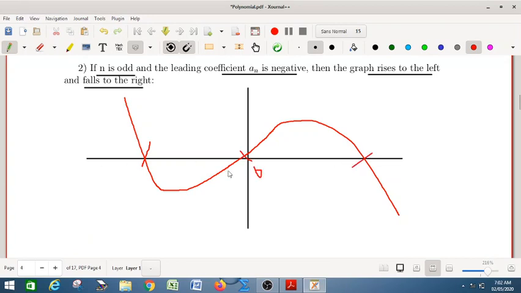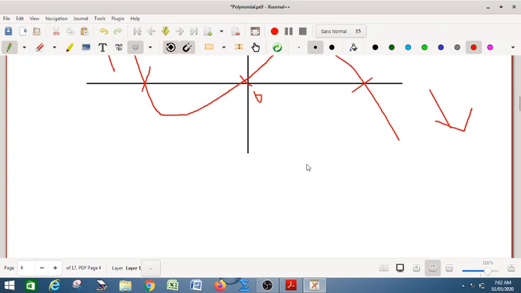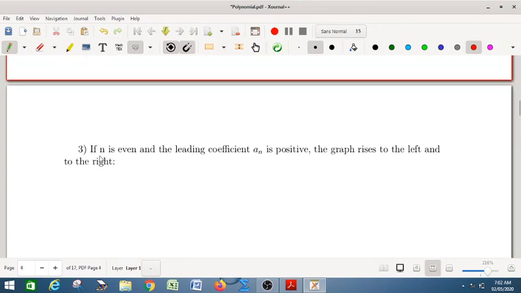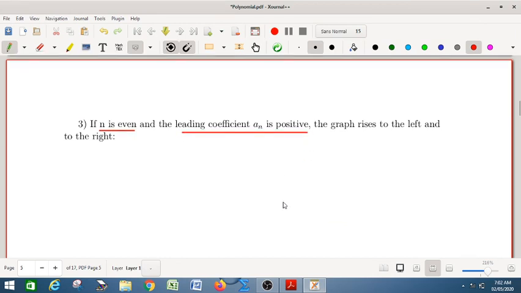You have 3 zeros, okay, but n is odd and the leading coefficient is negative, so the graph rises to the left. You look at that, rises to the left and falls to the right. So this is how you draw the diagram for positive and negative leading coefficients. Next case, if n is even order and the leading coefficient is positive, n even means quadratic, biquadratic or 6-degree curve. So in this case, the graph rises to the left and to the right, both sides.